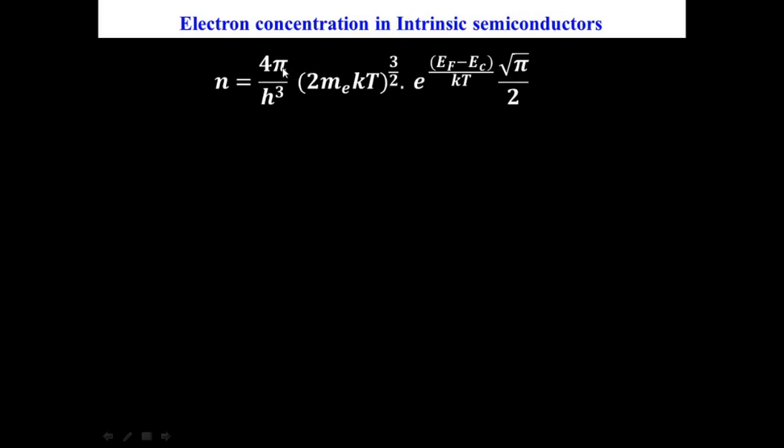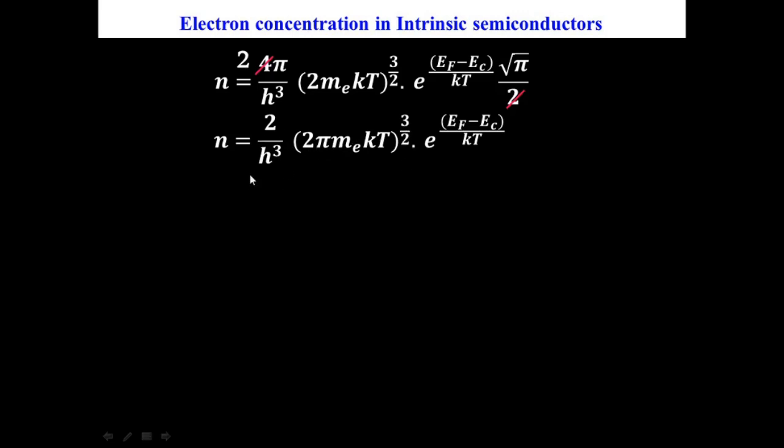Now here this is pi to the power 1, and this is pi to the power half, root pi. So root pi into pi is nothing but pi to the power 3 by 2. So this pi can also be taken inside the bracket, and the 2 ones are 2, 2 twos are 4, so 2 will be there, 2 pi. So inside the bracket, the term will be 2 pi m e kT to the power 3 by 2.